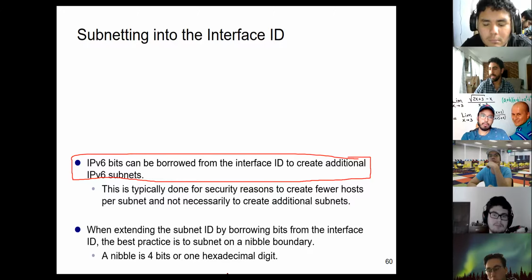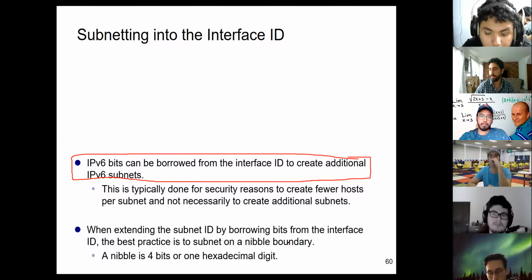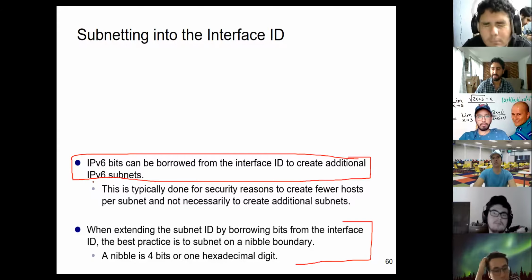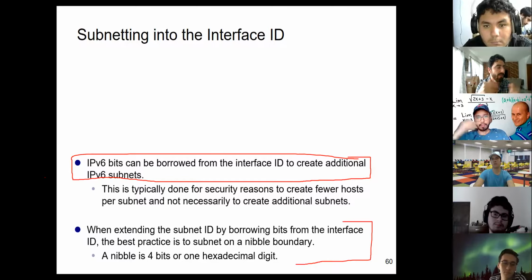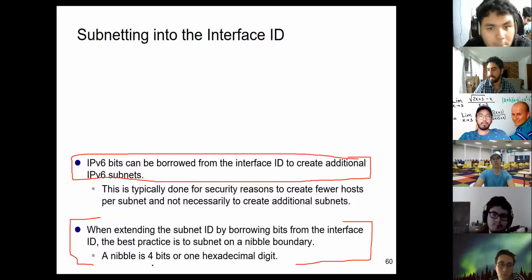So the idea is, when extending the subnet ID by borrowing bits from the interface ID, the best practice is to subnet on a nibble boundary. Okay, that's what we try to do. A nibble is 4 bits, or 1 hexadecimal digit. This is a recommended practice when we are talking about IPv6. If you need to go to the interface part of the IP address and borrow some extra bits for your subnet, the best practice is to take 4 bits, a nibble, or 1 hexadecimal digit.